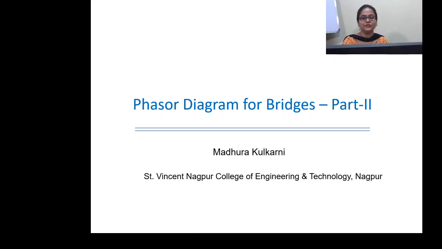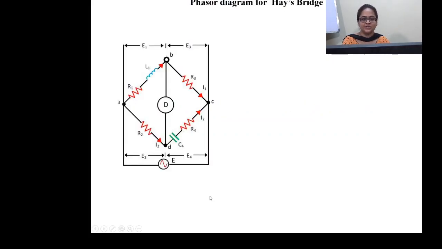Friends, welcome to the video tutorial on phasor diagram for bridges, part 2. In the previous part, we had seen how to draw the phasor diagram for Maxwell's inductance bridge and Maxwell's inductance capacitance bridge. Both the bridges were used to measure the inductance. In this particular part, we are going to deal with the other bridges used to measure the capacitance as well as inductance both. Let us move further to study the Hayes bridge.